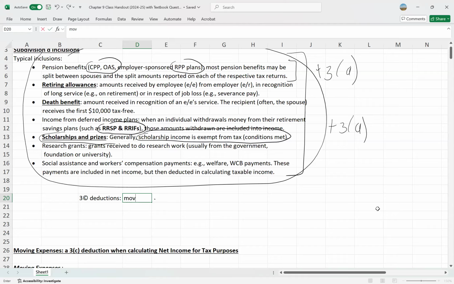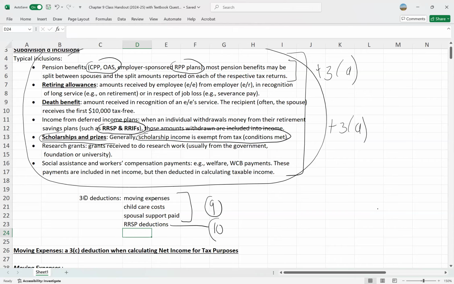And we said that 3C deductions include moving expenses, childcare costs, spousal support paid, and RRSP deductions. And what we're going to focus on today in chapter 9 are these first three. So this will be dealt with in chapter 9. And then next week, when we get into chapter 10, we'll talk about RRSP deductions. So why don't we just start off by talking about moving expenses?